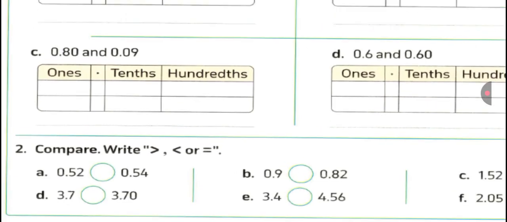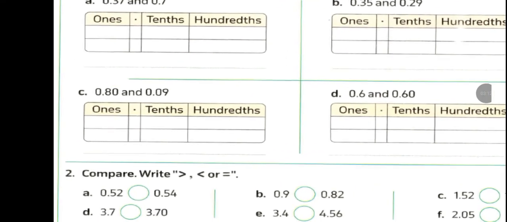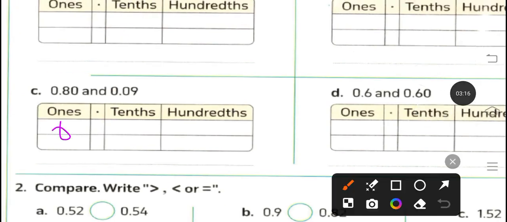0.80 and 0.9. Sorry. Line up the decimal point. We have 8 and 0, so 8 is greater than the other digit.